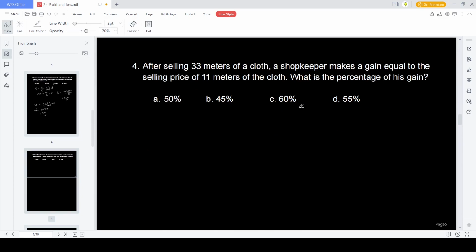Okay, next question. After selling 33 meters of cloth, a shopkeeper makes a gain equal to the selling price of 11 meters of cloth. What percentage is his gain?